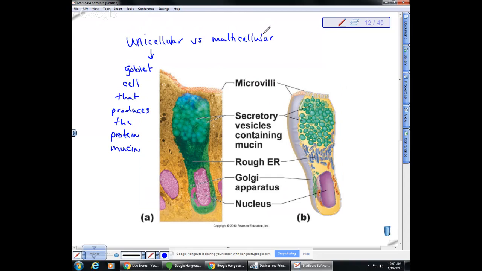Multicellular would be most all other glands. So sweat glands, mammary, sebaceous. Really the only unicellular one that we can talk about is the goblet cells, and we'll just put all others as multicellular.